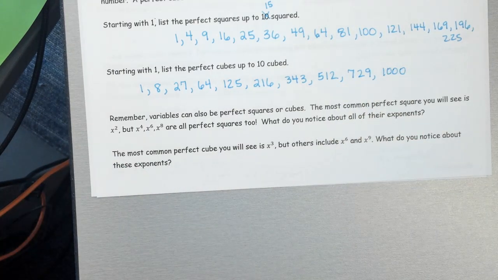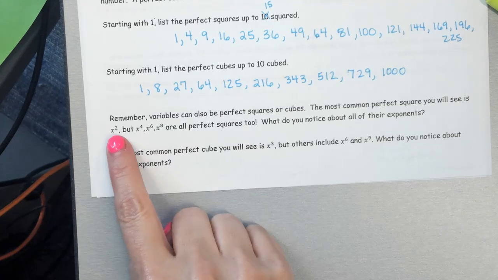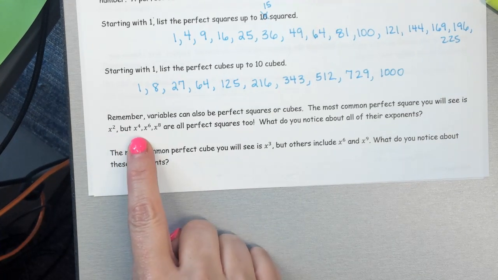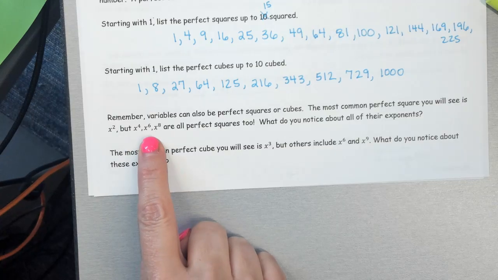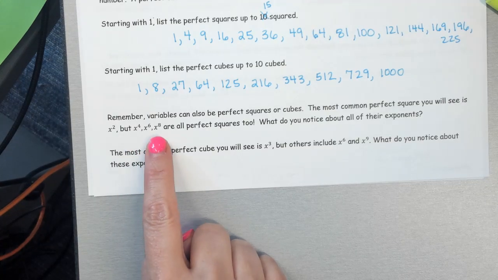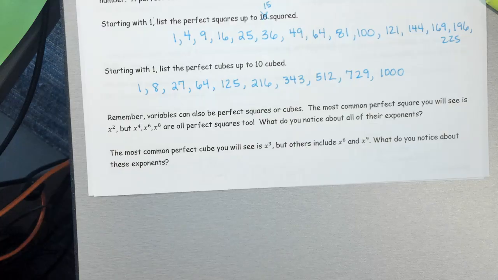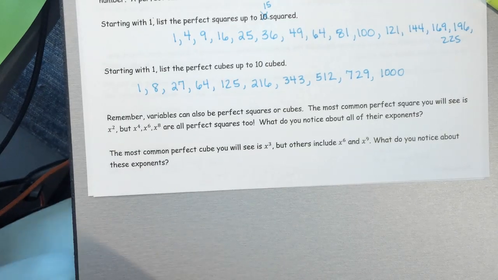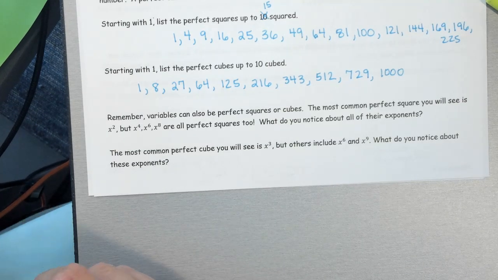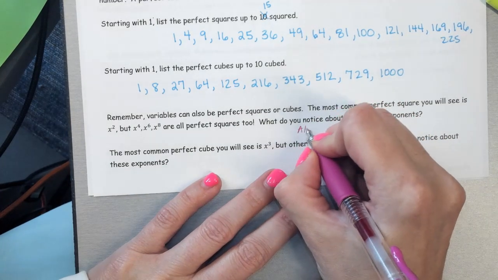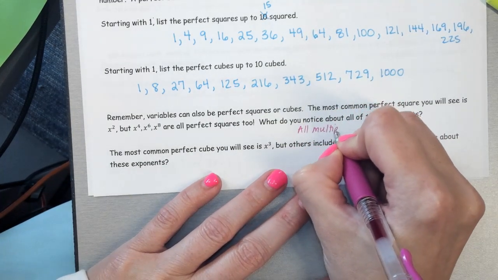Okay, also variables can be perfect squares or cubes. If we're doing a perfect square, we have x squared generally, but these are all perfect squares too. X to the 4th, x to the 6th, x to the 8th. What's the square root of x squared? X. What's the square root of x to the 4th? X squared. What's the square root of x to the 6th? X cubed, and we get the pattern, right? So what do you notice about all of those exponents? Yep, they're all even because they're all multiples of 2.